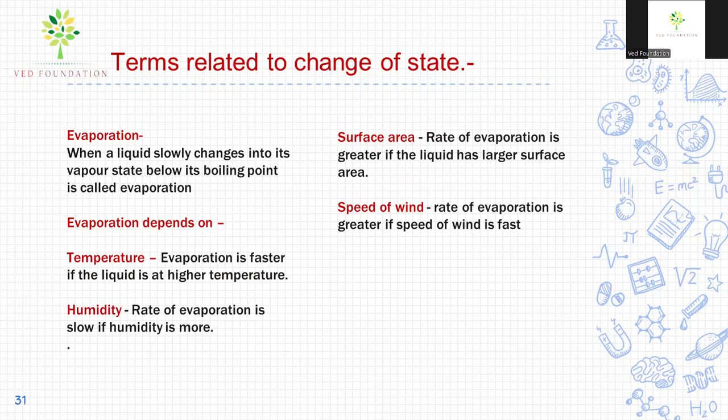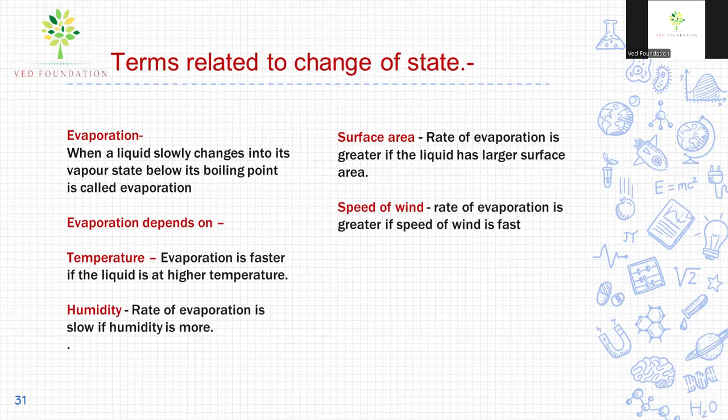Evaporation is a form of vaporization, but evaporation takes place below boiling point. So evaporation and boiling are two different forms of vaporization. Boiling takes place only at boiling point and evaporation takes place below boiling point at any room temperature.